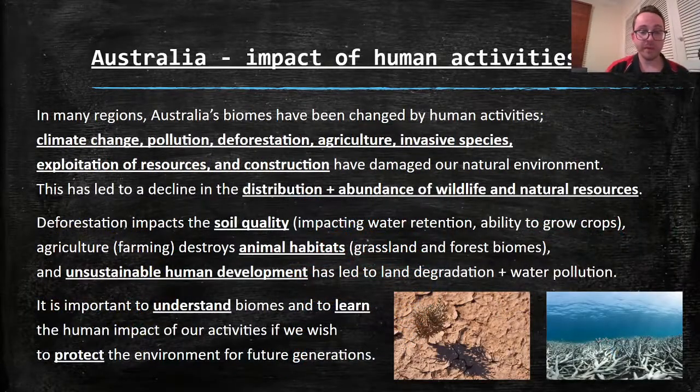Deforestation impacts the soil quality, so cutting down trees impacts the ability of the soil of the land to retain, to keep water, which affects our ability to grow crops, which affects farming, which affects how much food I have. And it destroys animal habitats, such as the grassland and the forest biome. This unsustainable human development has led to land degradation.